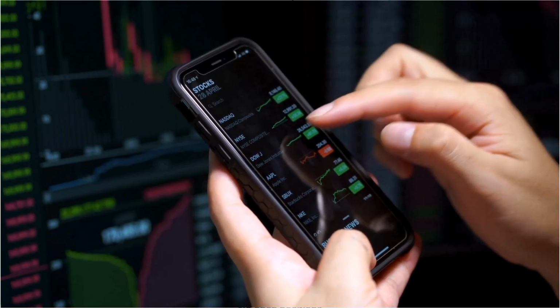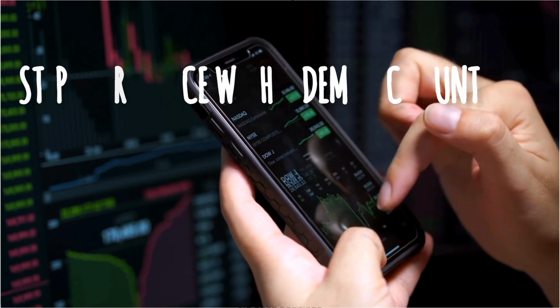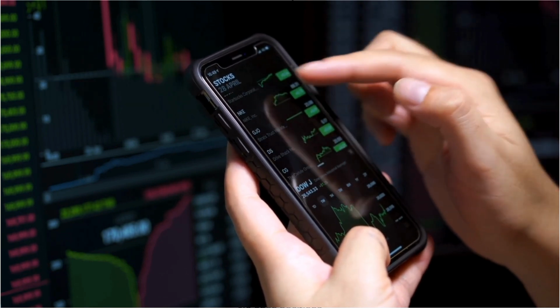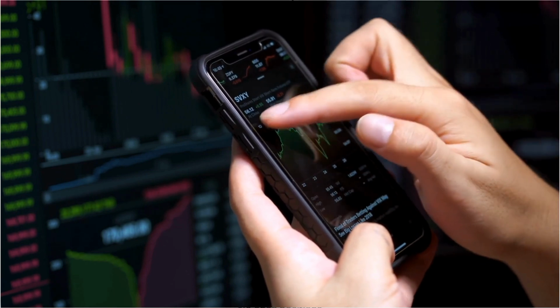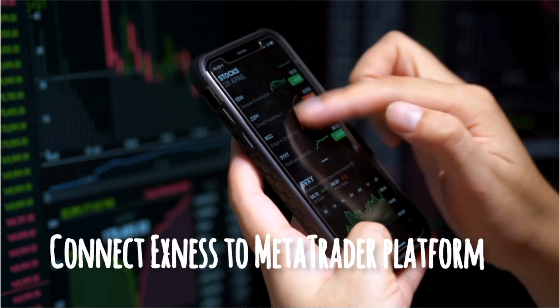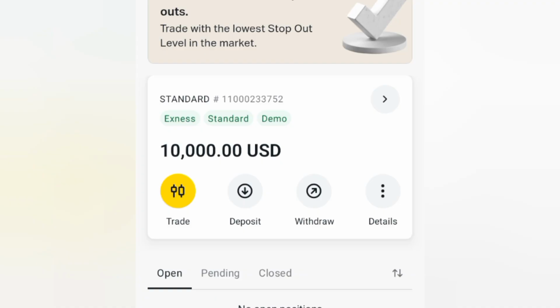So now step 3 is to practice with a demo account. After creating your account with XNES or any broker of your choice, you can connect XNES with your MetaTrader 5 or MetaTrader 4. There they will give you a demo account. For example, this is my demo account right here for XNES. So now I'll connect it with my MetaTrader 5 and I'll be able to trade with a demo account.